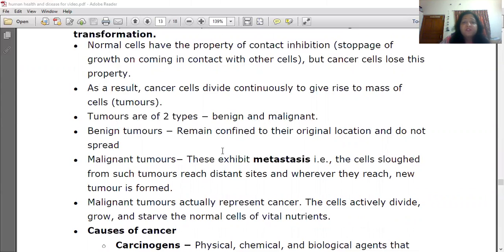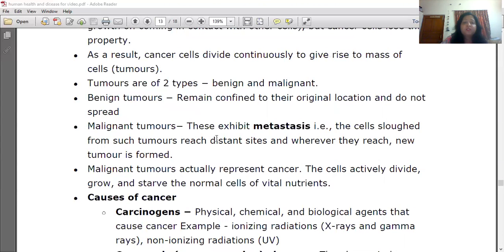A benign tumor remains confined to its original location and does not spread, whereas malignant tumors exhibit metastasis. Now, what is metastasis? Metastasis is when cells from such tumors reach distant sites.